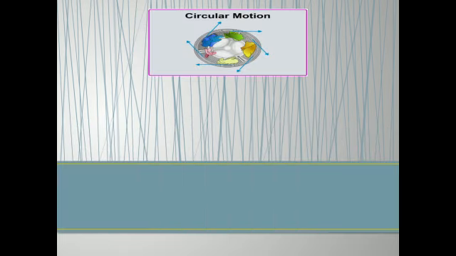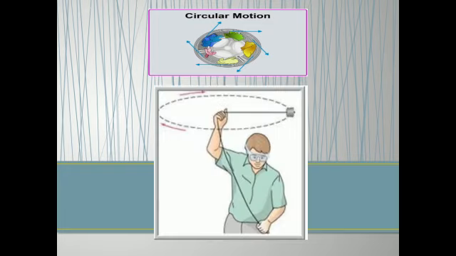The next is circular motion. What is circular motion? When an object moves along a curved path, for example, when a stone is tied to a string, it is said to have circular motion. It is also called curvilinear motion. So this type of motion is called circular motion.